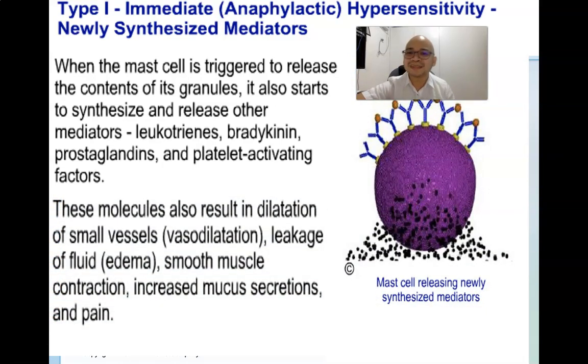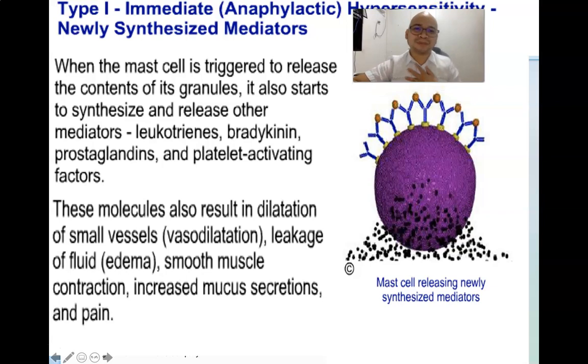These molecules will also result in vasodilatation, edema, smooth muscle contraction, and increased mucus secretion. Most of the time, patients will have difficulty in breathing, which is the most common thing that happens in asthma attacks. Since prostaglandin is produced, which is one of the most common mediators for inflammatory reaction, there would also be pain as a result of the release of the newly synthesized mediators.